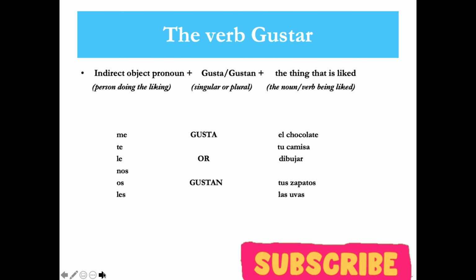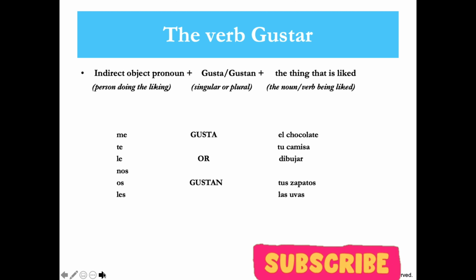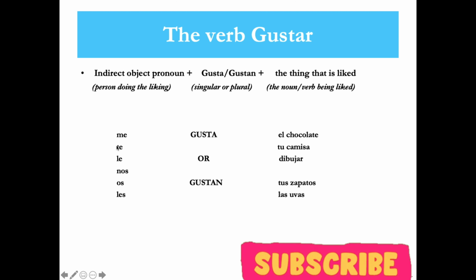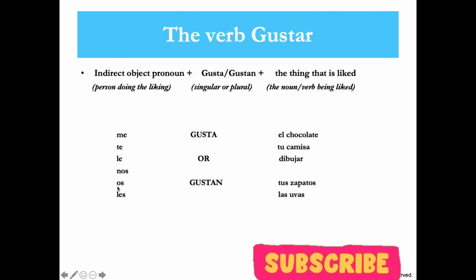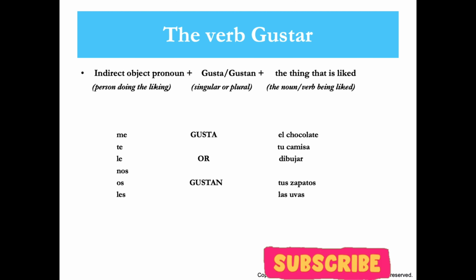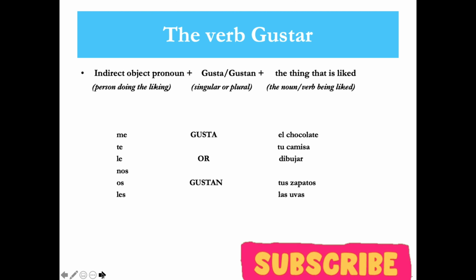When you use gustar, there are three components that you need to make a complete sentence. The first one is the indirect object pronoun. Your choices are me, te, le, nos, os, les. Me is me, te is you. Le can be him, her, or you formal. Nos is us. Os is y'all in Spain. And then les is them or y'all in Latin America.